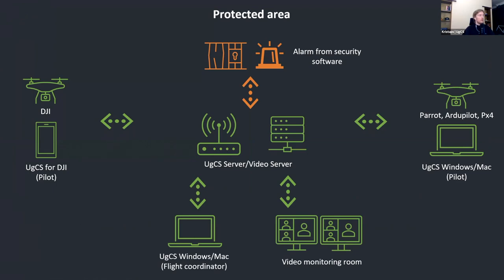So in this area, basically the system would work as follows. Here again, in the very center, you would have the UgCS server and the UgCS video server that you would use. Again, if you would be using a DJI drone, then you would simply use some mobile device with UgCS for DJI set on it. This would again connect to the main server. To the main server, the main flight coordinator here could connect, and you could also have a separate video monitoring room from which you could also connect to the main server.